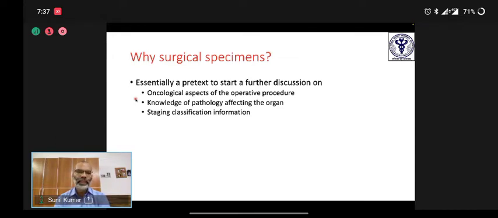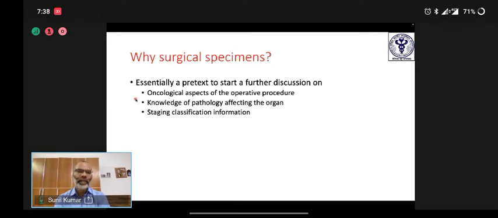So essentially it starts a discussion related to the pathology you have described, related to the organ you have described, and the oncological aspects of that particular operative procedure. That's what I said: just naming the organ, naming the pathology, and naming the procedure doesn't bring the end to the whole exercise.